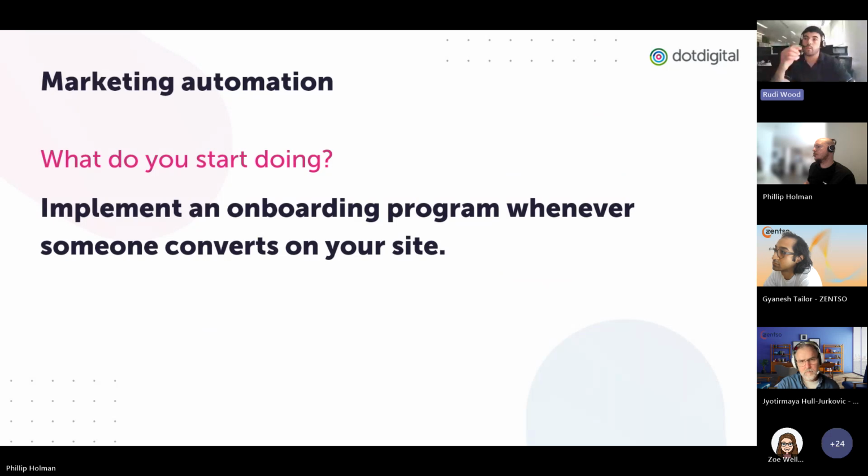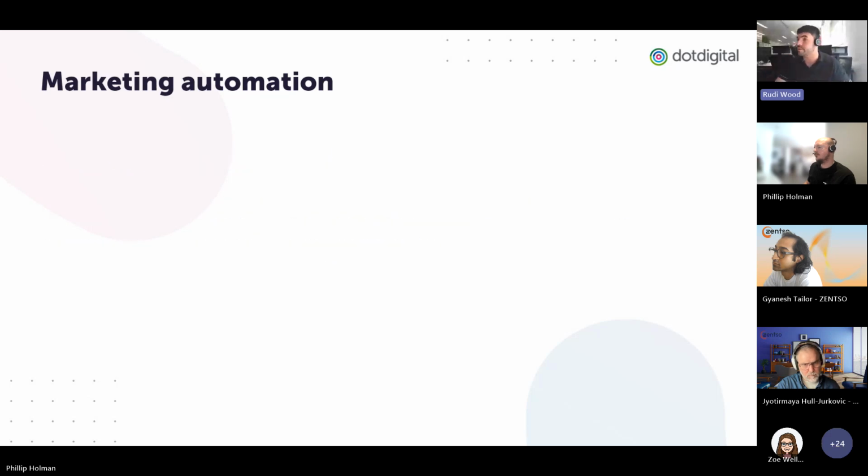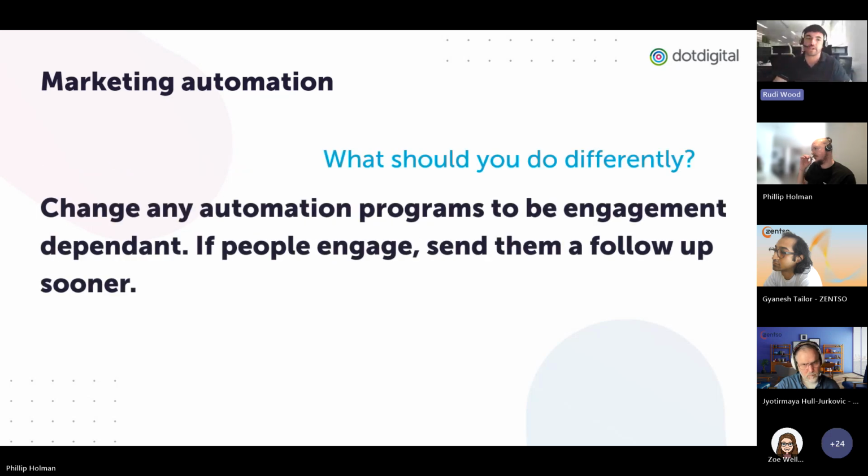How do you start, or what do you do to start? Implement onboarding programs. We've looked at this as well with what Phil said about welcome emails whenever someone converts on your site. Are you doing this at the moment would be the first question to ask yourself, and then looking to actually get that set up. Change your automation programs based on engagement as well. So something that the guys have touched on, measuring engagement, looking at scoring. Are you providing different automation programs and journeys based on that engagement? And then if they are engaged, do you want to send them a follow-up sooner?